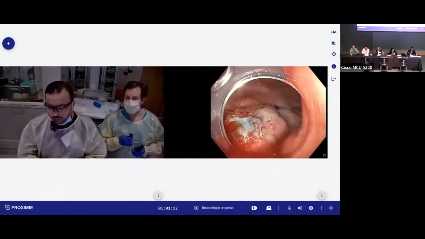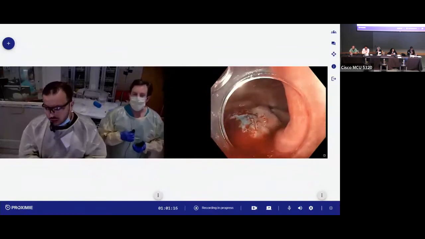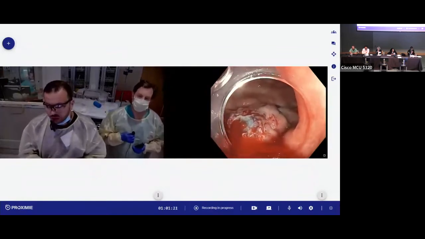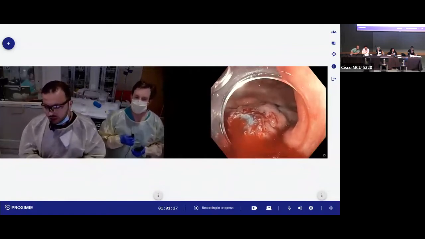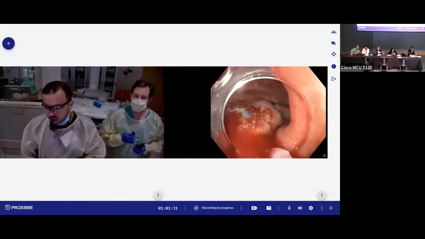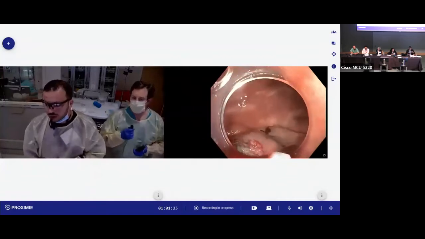Certainly this could have taken many, many days, and I think it was just getting late into the day. I would have chosen to do an ESD, particularly if there was high-grade dysplasia on the pathology or concern for carcinoma. That also would have been a good option for this patient.